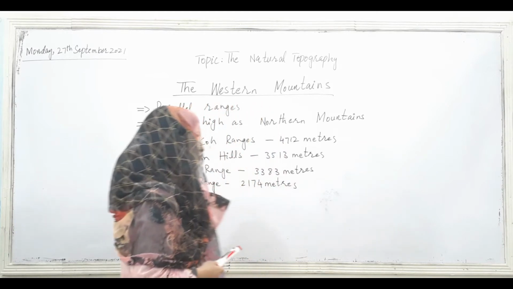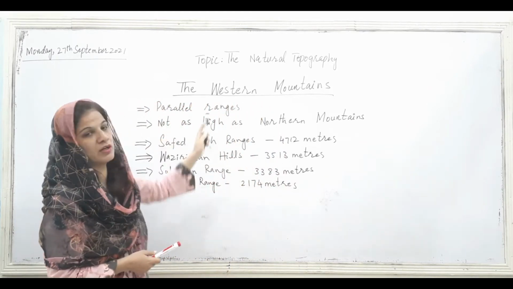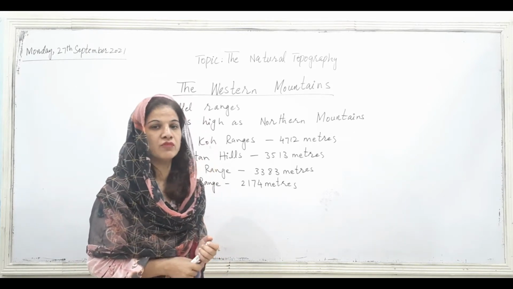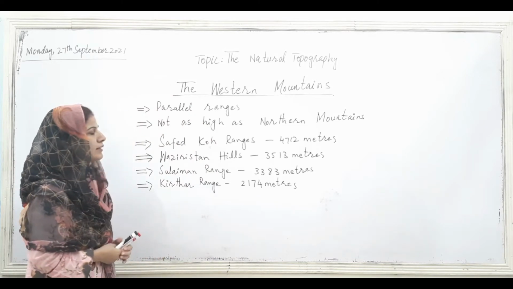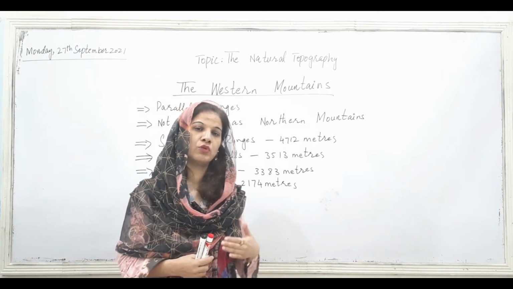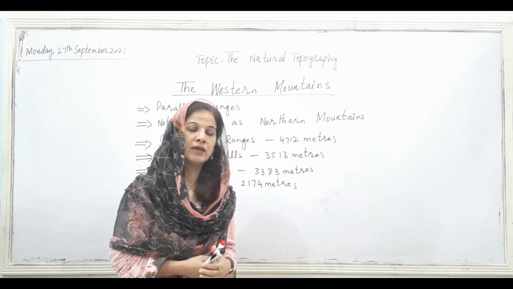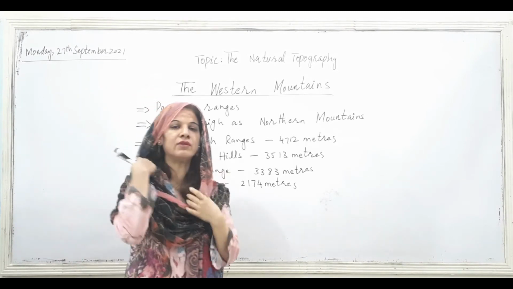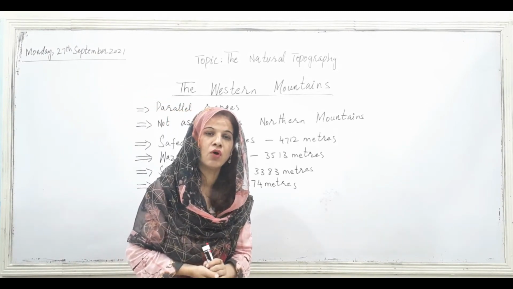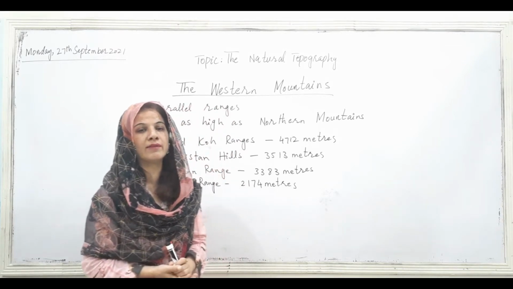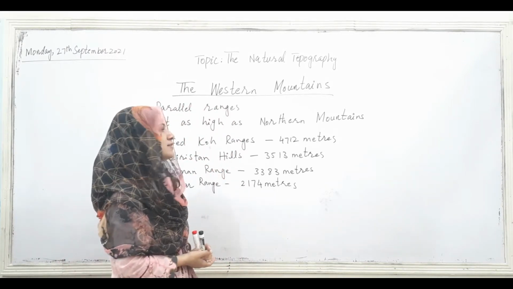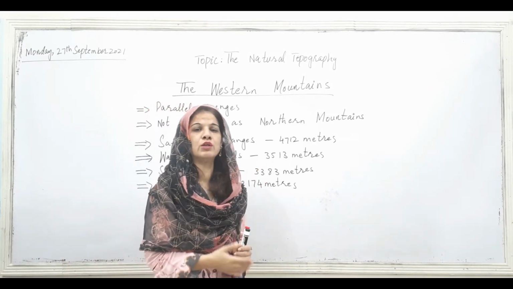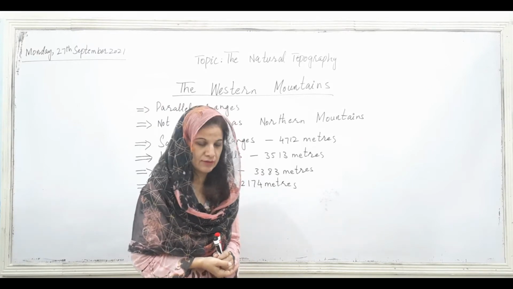Now we are going to discuss the mountains located in the western part of Pakistan. Because of the location of these mountains, we have given them the name western mountains. These mountains have some unique characteristics. The first is that they are not as high as the northern mountains. Comparatively, the height and altitude of the western mountains is less than the northern mountains. Plus, these mountains have parallel ranges. They are not parallel to each other, but individually they have parallel ranges.